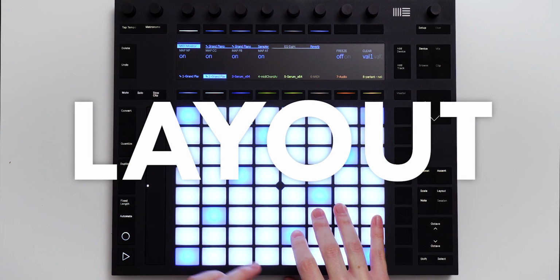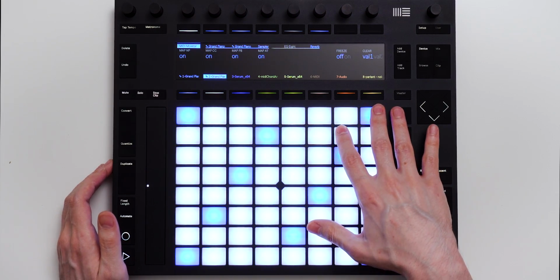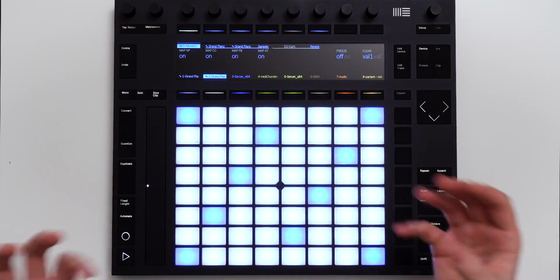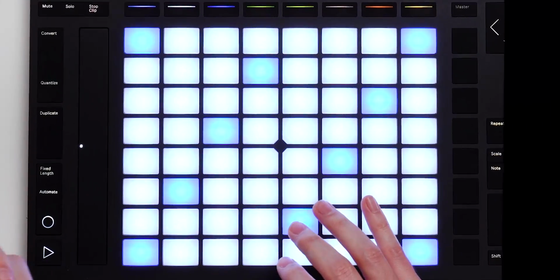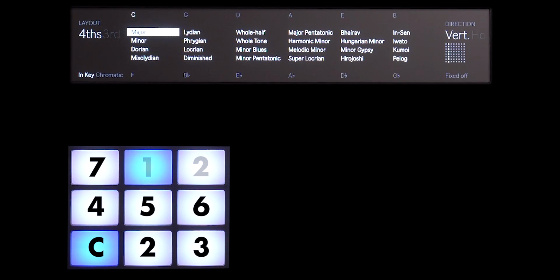Okay, so first things first. How to approach the note layout, this layout that we have here. One of the things I do to make my life easier is to imagine a square shape from the root of the scale to the next octave. Right now we are on C major on the default layout and in key, so all of these notes are in key.